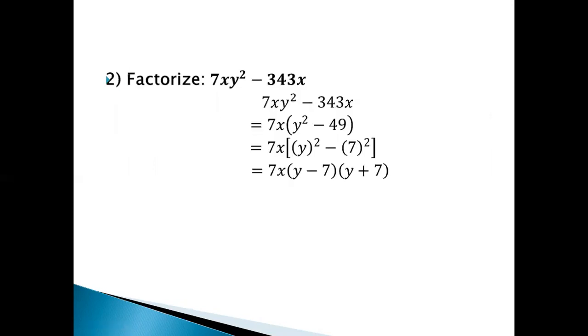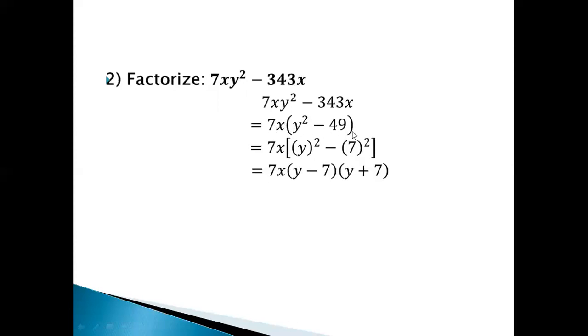We have 7xy square minus 343x. We have discussed that the two terms must be perfect squares, but they are not perfect squares. So we have to see whether taking common is possible in this case. Yes, we can take 7x common. If we take 7x common, we get y square minus 49, because 7 49's are 343. So we get y square minus 49.